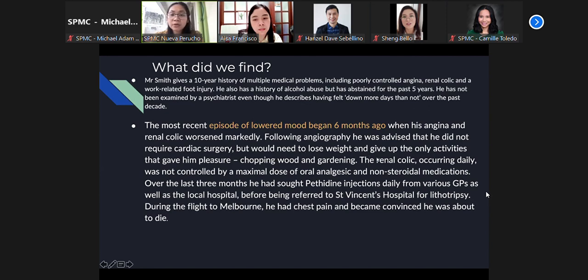So following angiography, he was advised that he did not require cardiac surgery but would need to lose weight and give up the only activities that give him pleasure. So the renal colic occurring daily with maximal oral analgesic and non-steroidal medications. So murag ginarate lang niya kung saan what the patient has gone through.